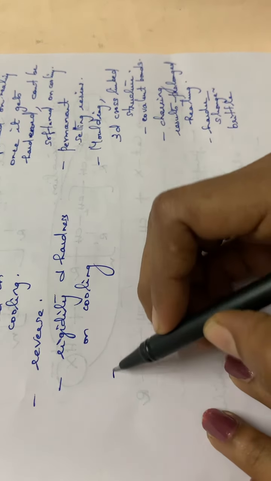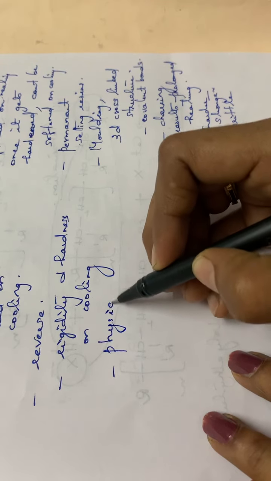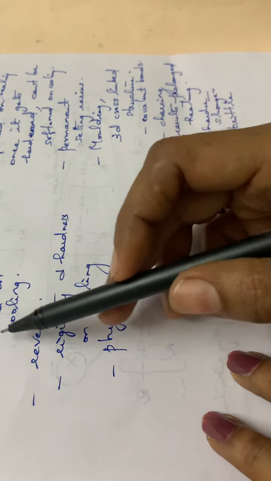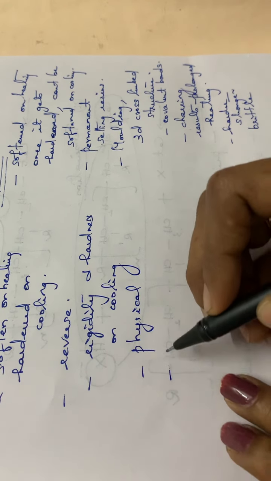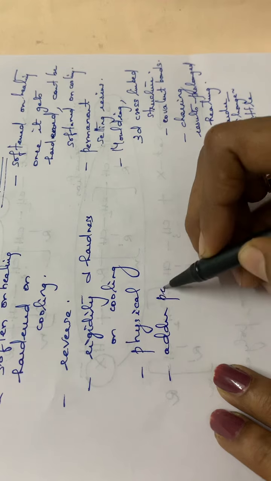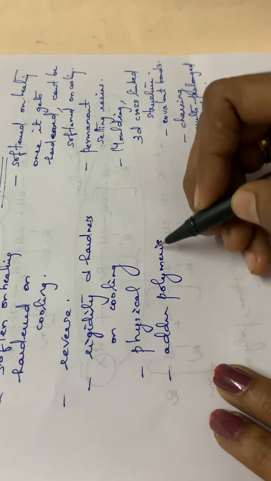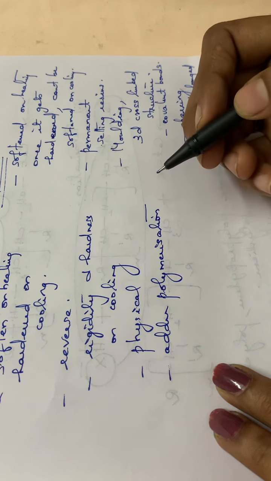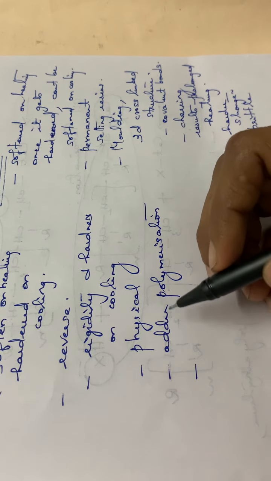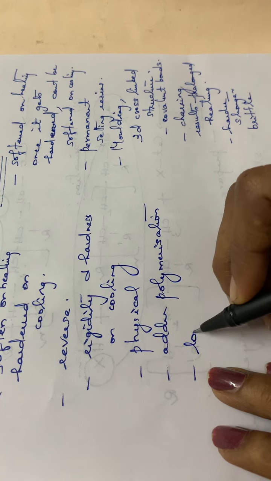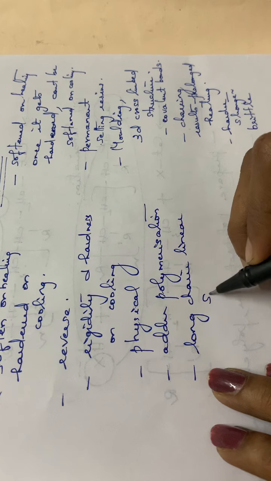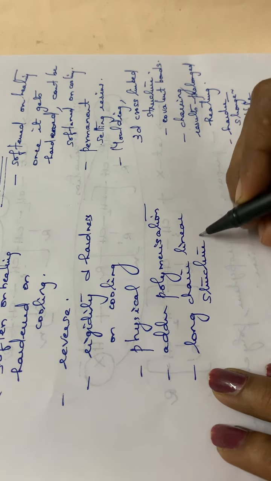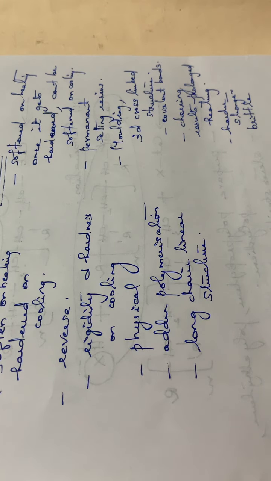And also here, in the case of thermoplastics, the change is only a physical change. Okay, that means it can be reversed. And such plastics are formed as a result of addition polymerization. Addition polymerization means the result will be a long chain linear structure. So these are some of the characteristics of thermoplastics and thermosetting plastics.